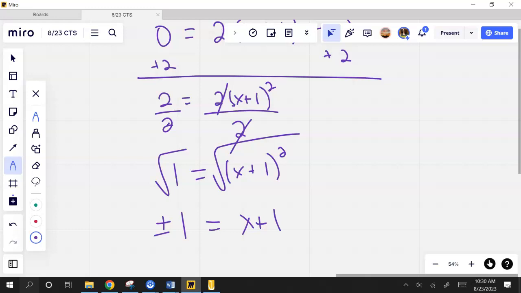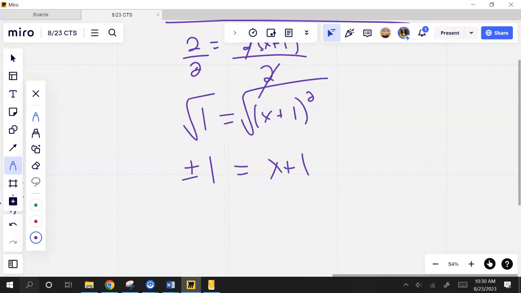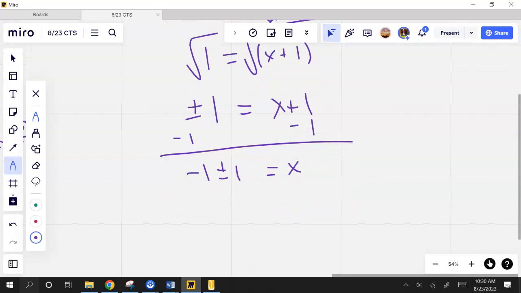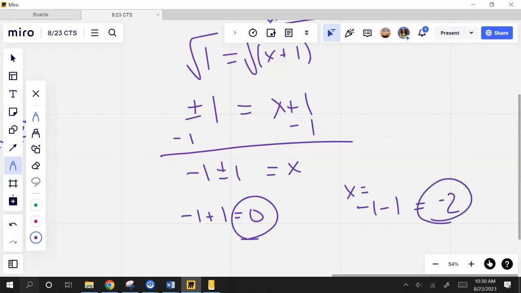Remember when we factored and solved? We always got those 2 answers. This is where the 2 answers are coming in because I got a plus or a minus. So now whenever I subtract 1, remember I said if you can't do it, write it? I can do this one though, right? What's negative 1 plus 1? 0. There's one solution. What's negative 1 minus 1? Negative 2. That's the other solution.